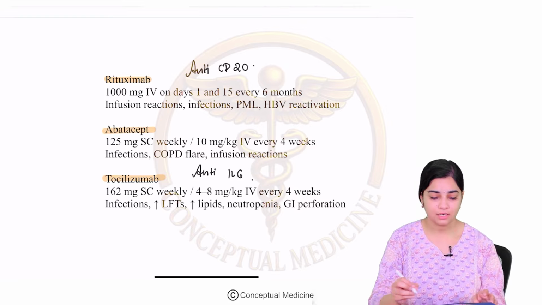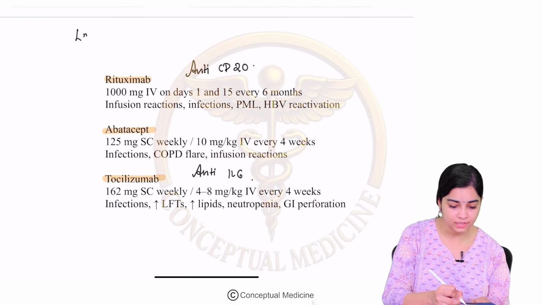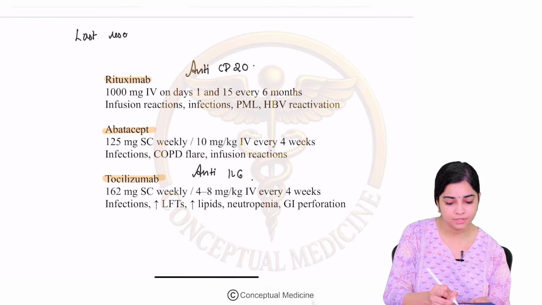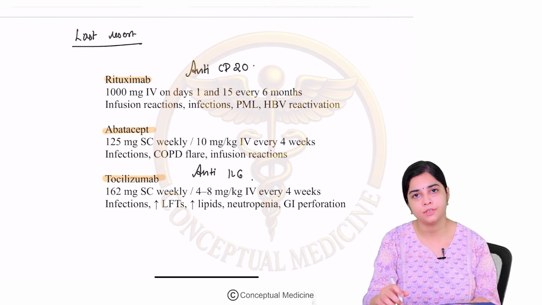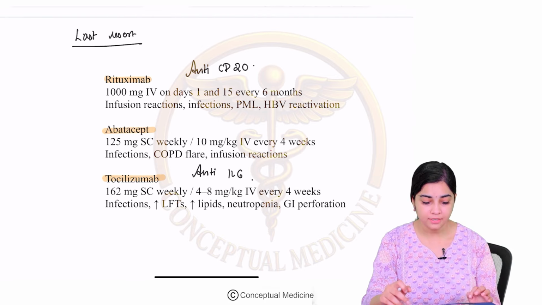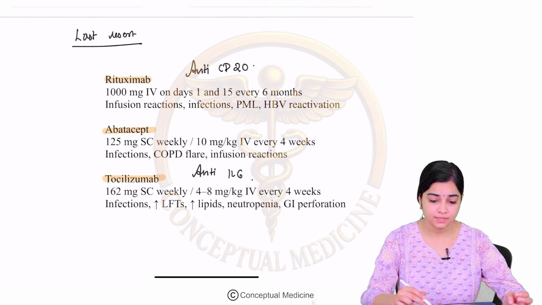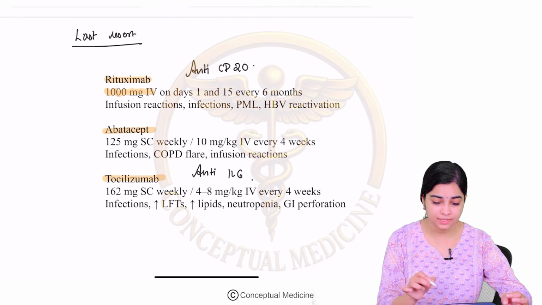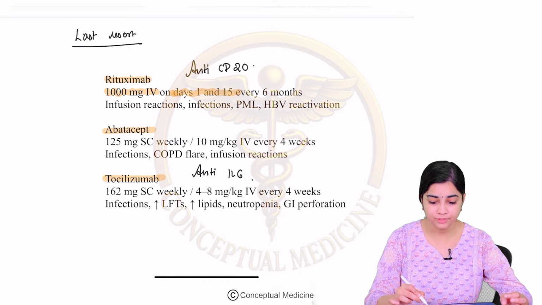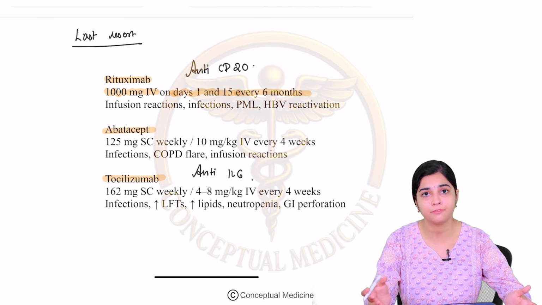So these drugs are your last resort drugs, especially in your relapsed or refractory rheumatoid arthritis. Okay, fine. So the most commonly used of these is a rituximab-based therapy, which is given as 1 gram IV on days 1 and 15, and then it is given as a maintenance regimen every 6 months.